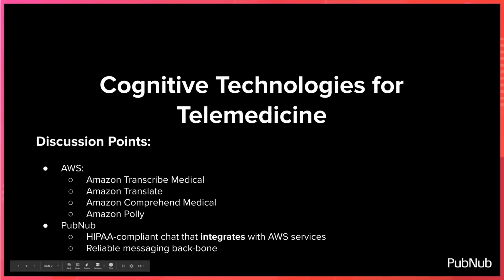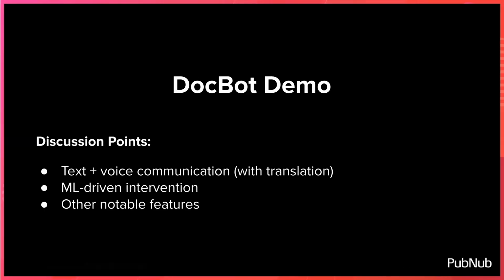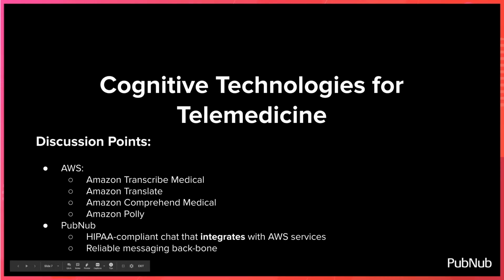So that was a demo. Basically, like I said, we're using PubNub to power all the real-time features, and we're using these 4 AWS services, which are their machine learning powered services: Polly, to do the text to speech; Transcribe Medical, to do the speech to text; Comprehend Medical, to make sense of what's being said and extract the medical terms; and Translate, to do the real-time language translation.